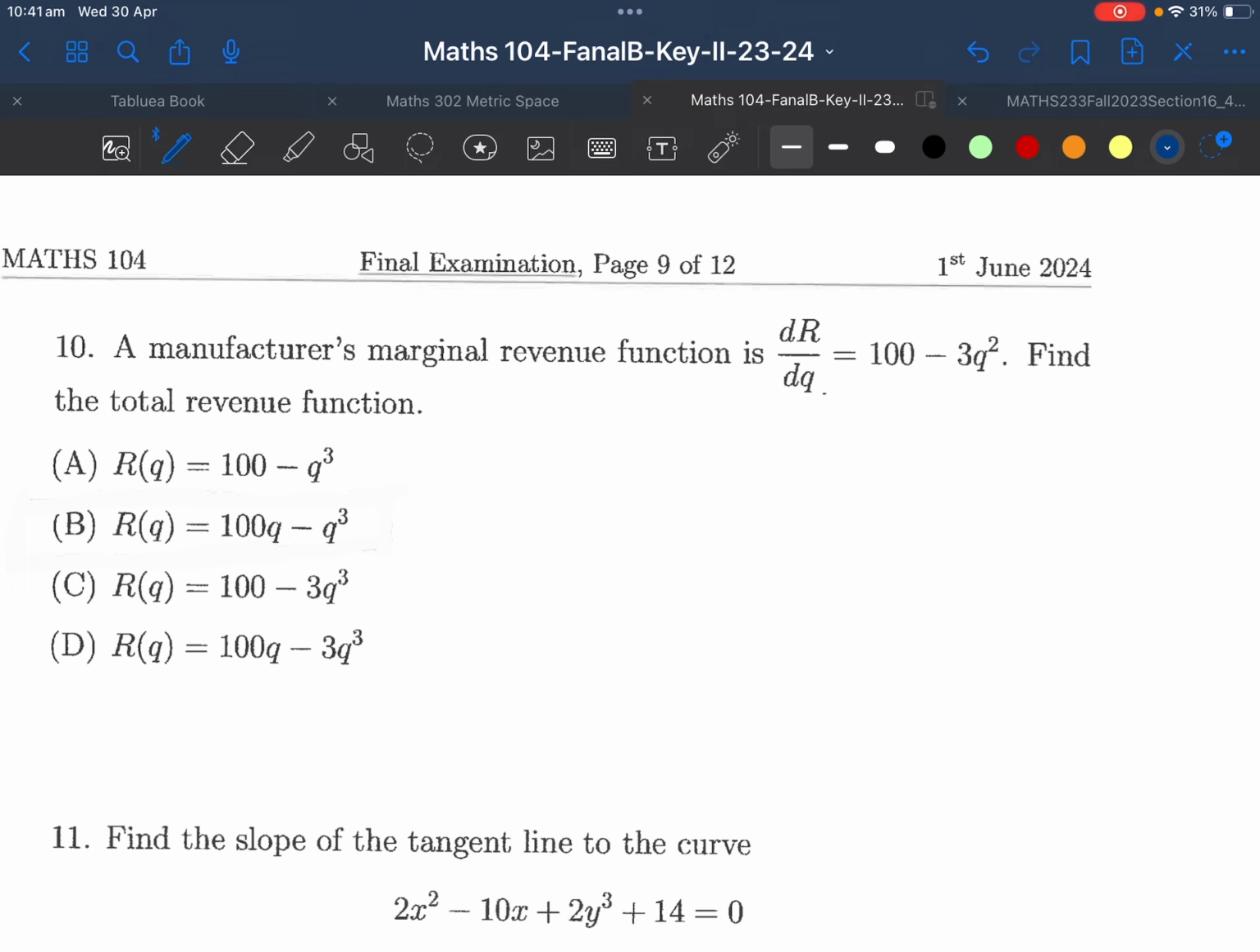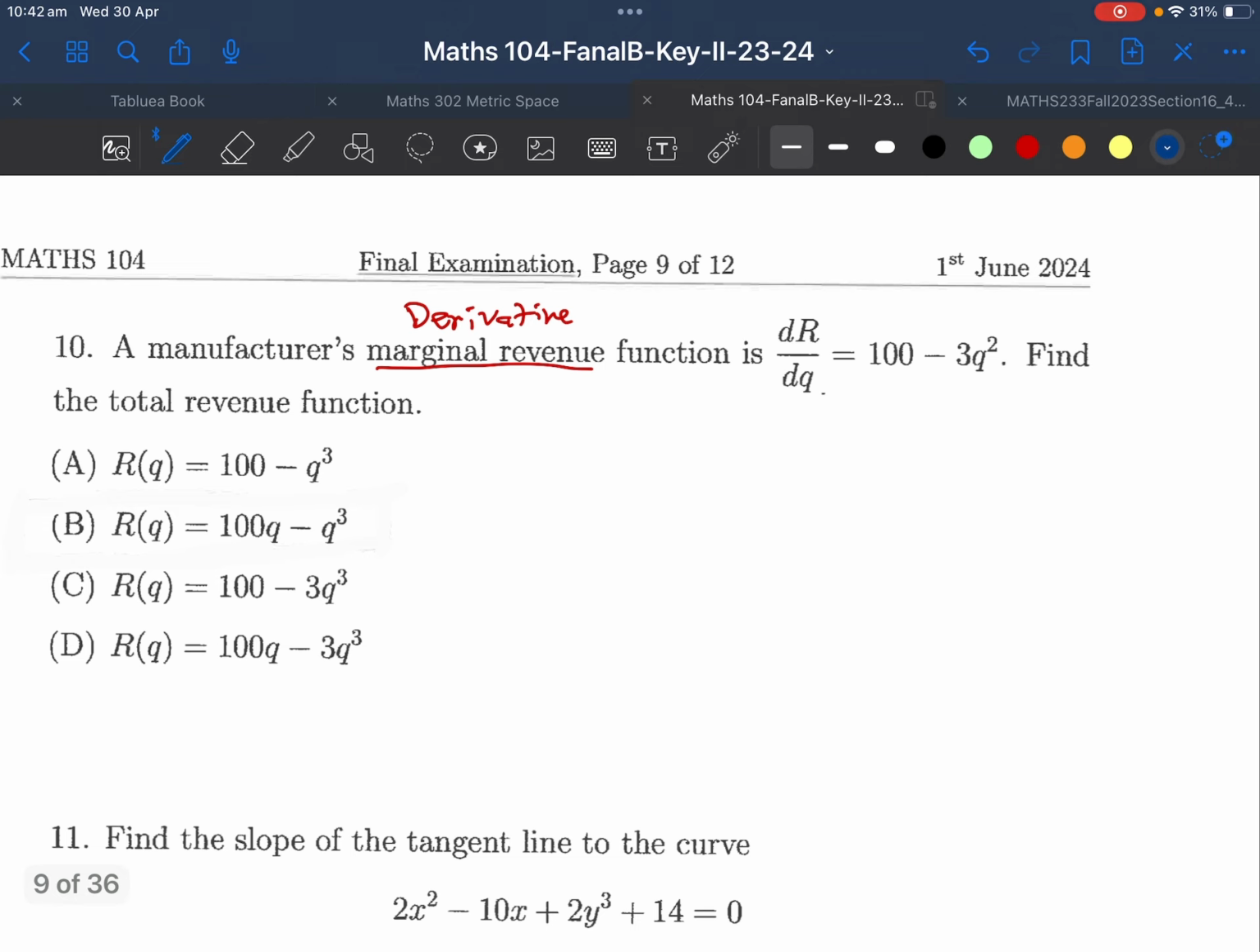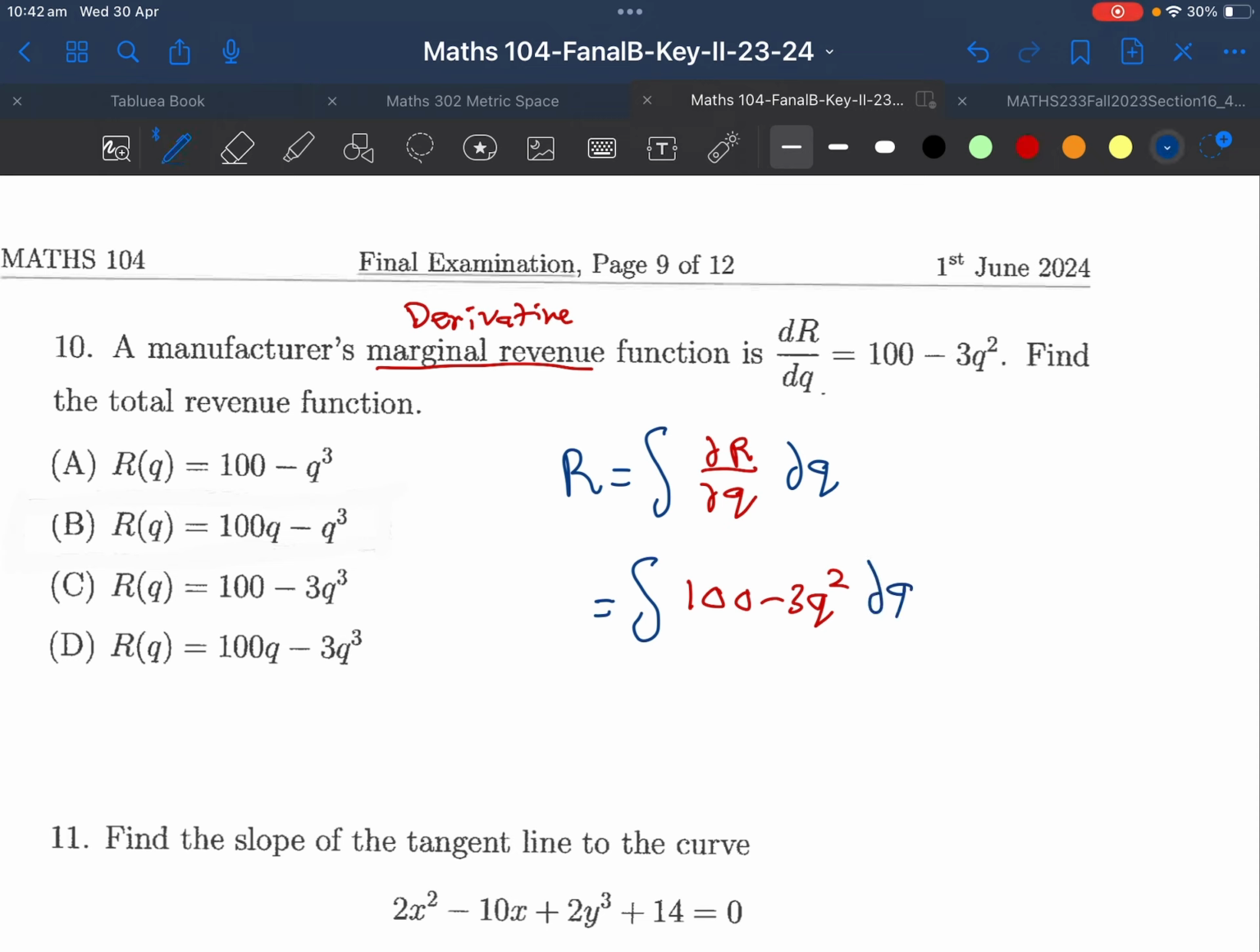We'll go now to our business application. A manufacturer has marginal revenue. Remember, when we see the word marginal, it means this is the derivative. And now we want to find the revenue itself. So how do we find R? We take the derivative and we do integration, which is the integral of 100 minus 3q squared dq, which if we do it, it will be 100q minus q cubed plus, of course, a constant d.